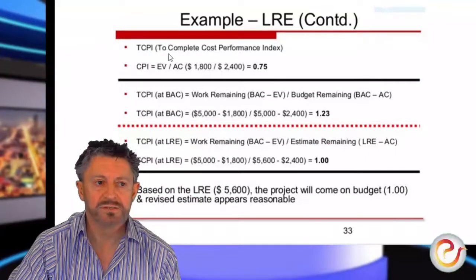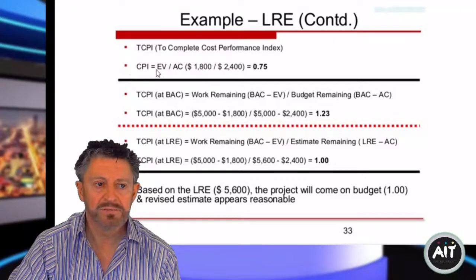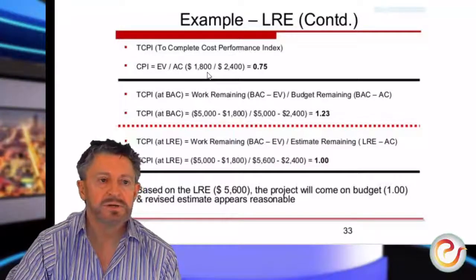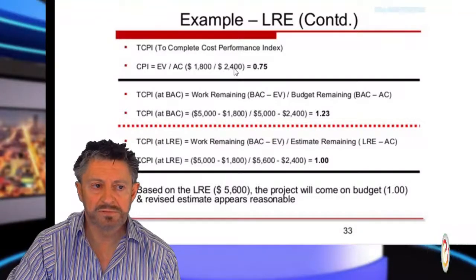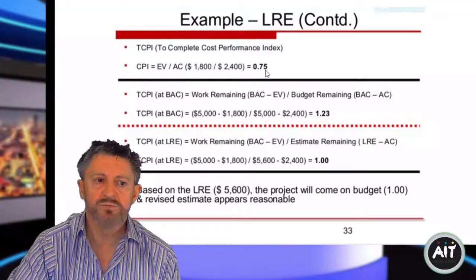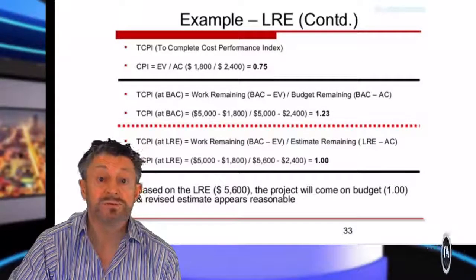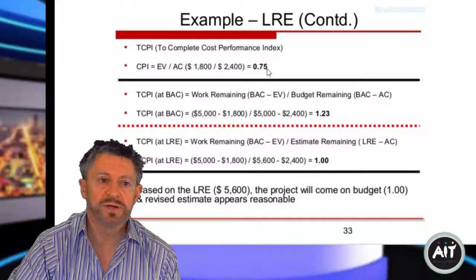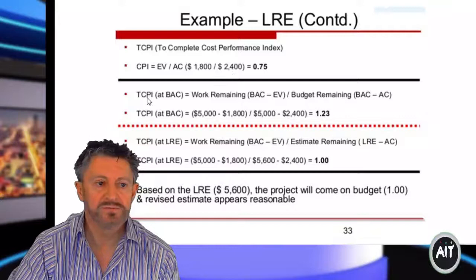So the total cost to complete: the cost performance index, the CPI, is the earned value divided by the actual cost. So this is a different example now. Earned value divided by the actual cost is 0.75. So that tells us that the costs were below. It's below 1, which means it's negative. In other words, it's a bad picture. We should have had 1. We're only at 0.75. So it's going to cost us more to finish out.